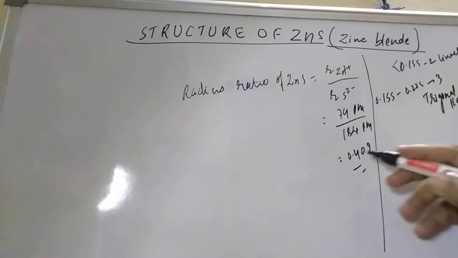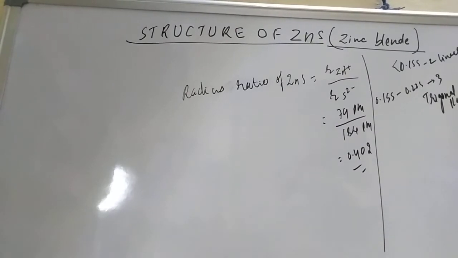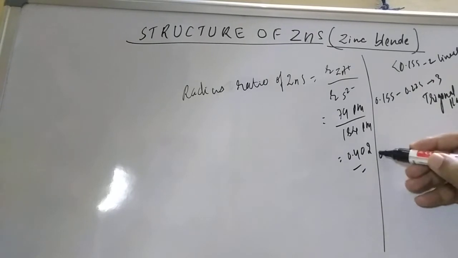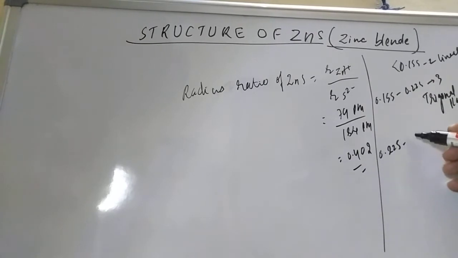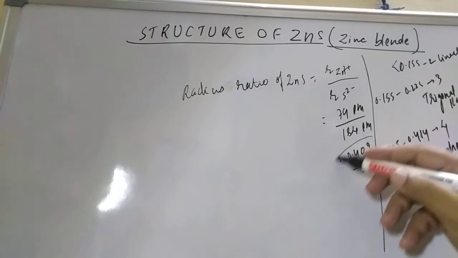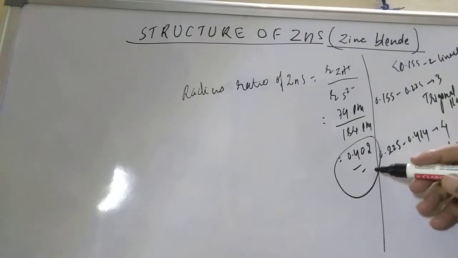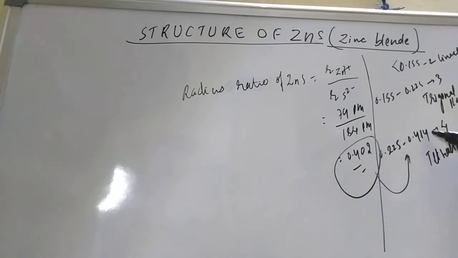Now this value is 0.402, so the range may be different. If it is from 0.225 to 0.414, you see its coordination number is 4 and the geometry is tetrahedral. Whatever value we got, 0.402, is coming in this range, below 0.414 and more than 0.225.